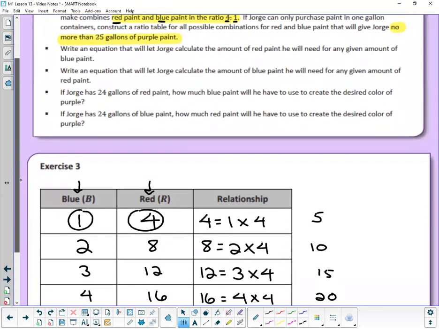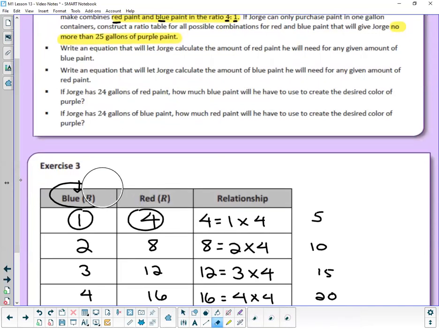So it says, write an equation that will let Jorge calculate the amount of red paint he will need, if given the amount of blue paint. So in other words, what they're saying is, if you know this, how are you going to figure out this? If you know how much blue, how are you going to figure out the red? Well, let's do this. Notice here, I've got an awful lot of writing. Let me get rid of some of this writing so I can make it clearer for you.